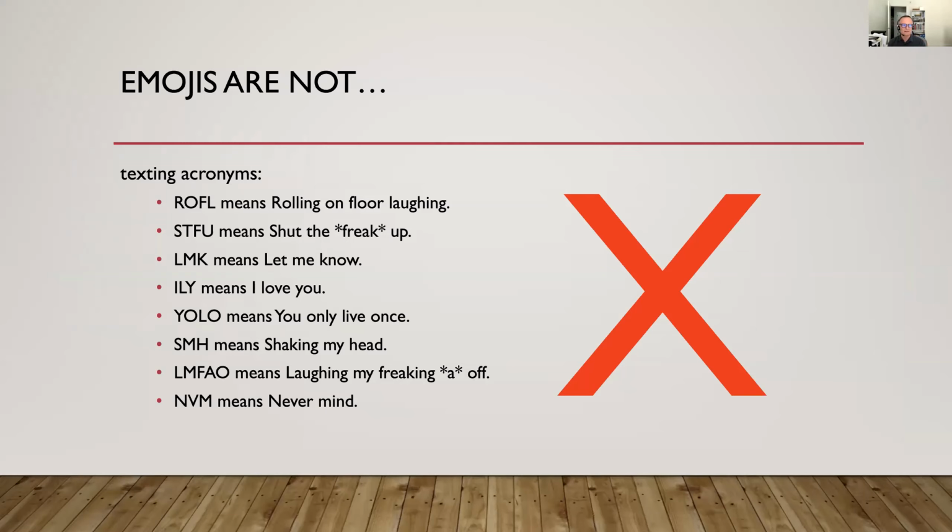All right, what emojis aren't are texting acronyms. So LOL, ROFL, and the whole list there. That's not what we're talking about here.